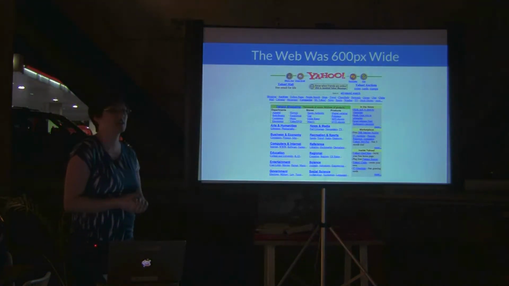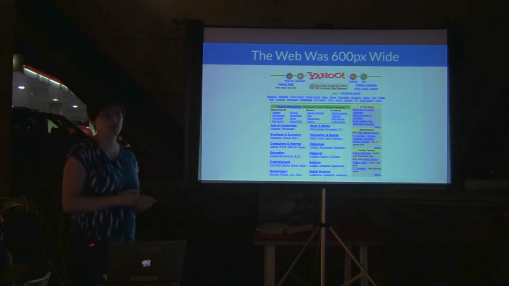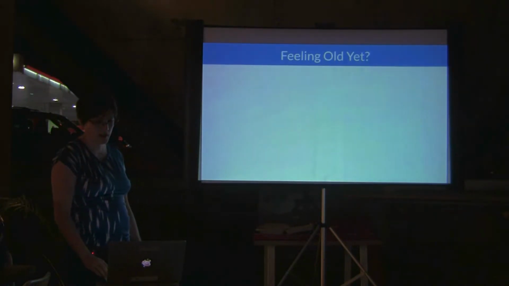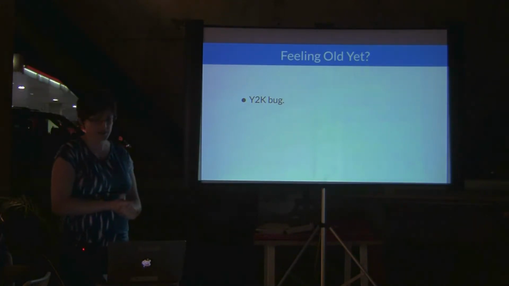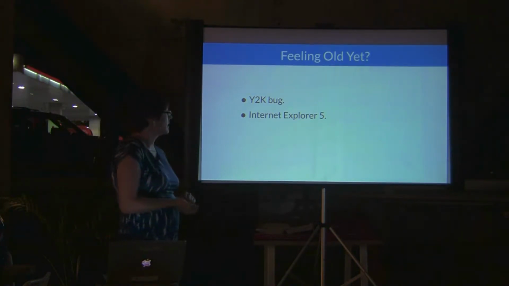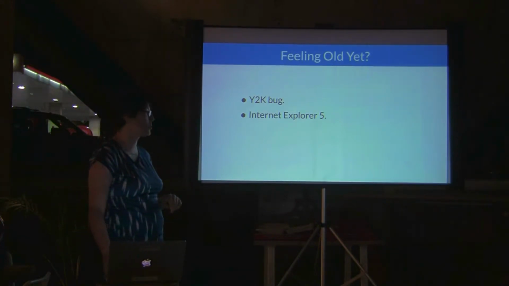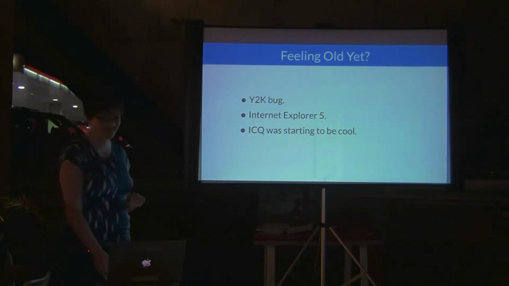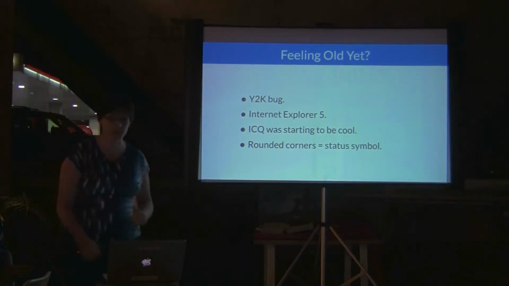So what was the web like back when that code was written 17 years ago? Well, it was 600 pixels wide. This is a screenshot of Yahoo back in the day. What happened also in 2000? We had obviously the Y2K bug. We also had Internet Explorer 5, which was pretty cool. So if you don't like IE6, then imagine what life was like with Internet Explorer 5. ICQ was only starting to be cool. And rounded corners: if you could do that, you were the cool kid on the block.